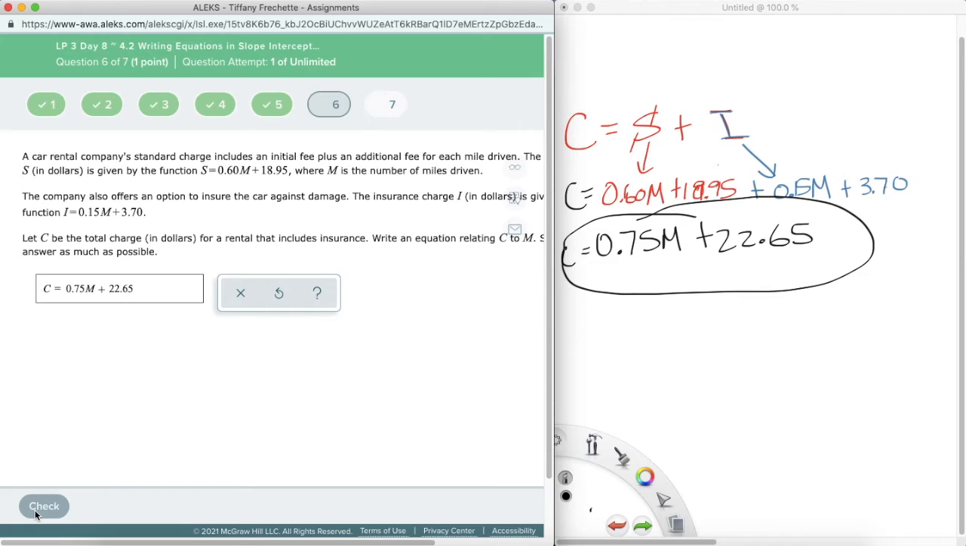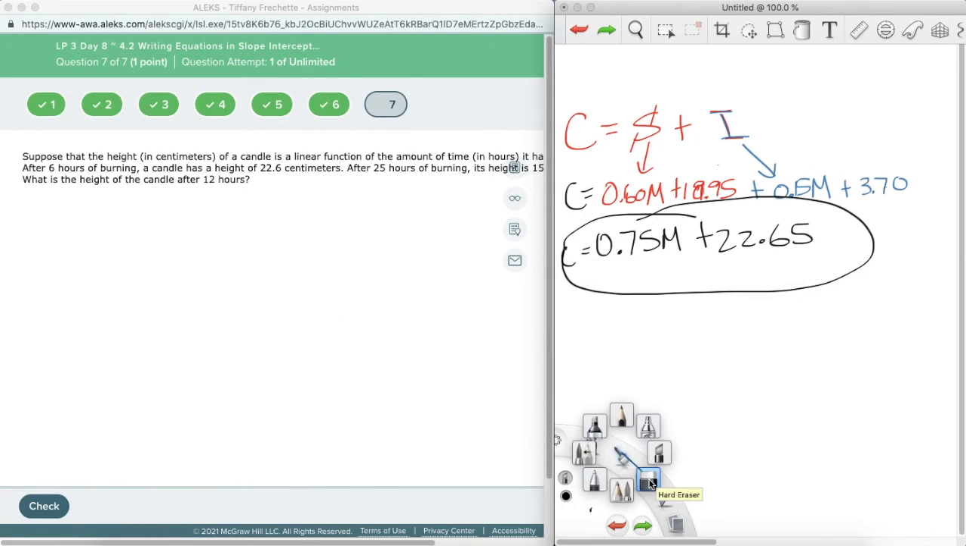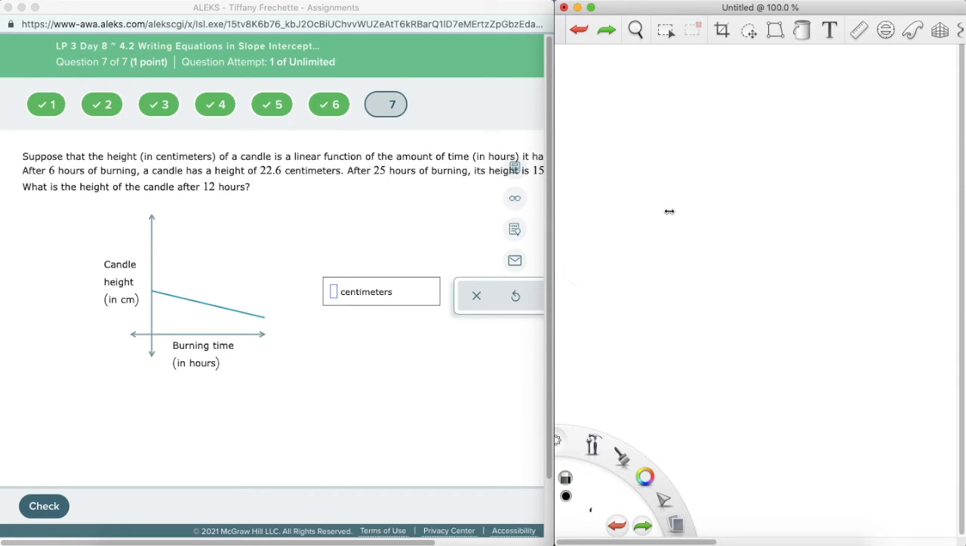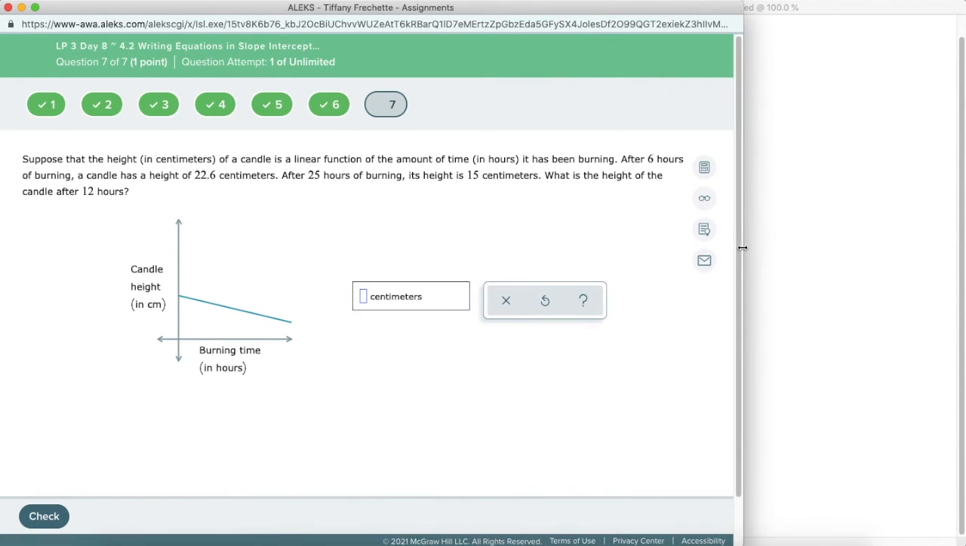All right, we have one more of these. All right, let's expand that out again just so I can see it here. Suppose that the height in centimeters of a candle is a linear function of the amount of time in hours it has been burning. So if we think about that, the height of the candle is a linear function, meaning there's some kind of pattern, some kind of direction to it, of the amount of time it's been burning.